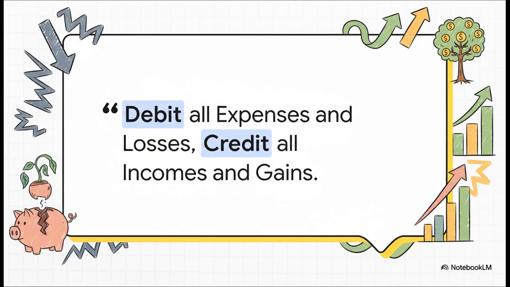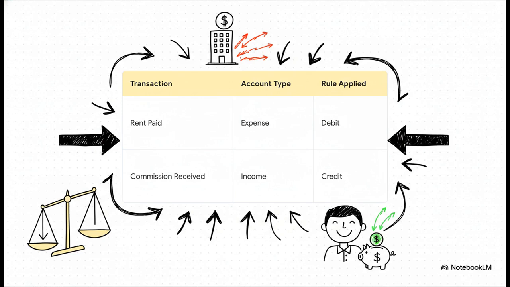And here we are, the final golden rule. This one is for nominal accounts, and it's huge for understanding how well a business is actually doing. The rule is debit all your expenses and losses, and credit all your incomes and gains. Let's look at two quick examples that show both sides. When you pay rent, that's an expense, right? Money is going out to cover a cost, so you debit it. But when you receive a commission, that's income. Money is coming in, so you credit it. This rule basically just sorts all your money-making and money-spending activities into two neat piles.